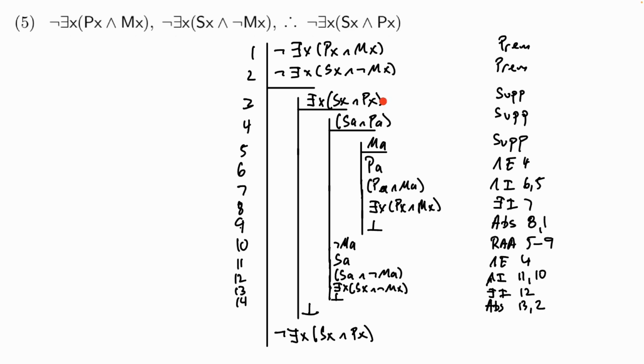Now from lines 3 and the subproof from 4 to 14, we can use existential elimination to put absurdity here. And having supposed there is an X, SX, and PX and derived absurdity, we can use reductio to put the negation of there is an X, SX, and PX at this line.